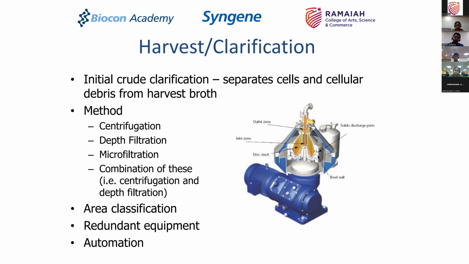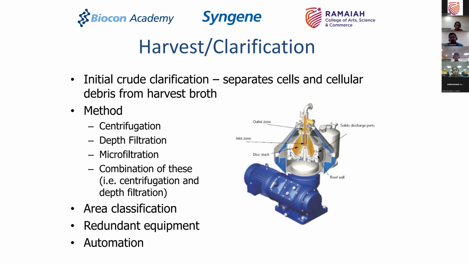Area classification, redundancy in terms of equipment. Can you do with just one centrifuge? Do you need multiple centrifuges? Just because if the centrifuge fails, your harvest has to happen once in 7 days. If the centrifuge fails at that time, then sometimes you need an additional centrifuge. These are robust equipments. Of course, you don't need to really worry about having redundancy all the time.